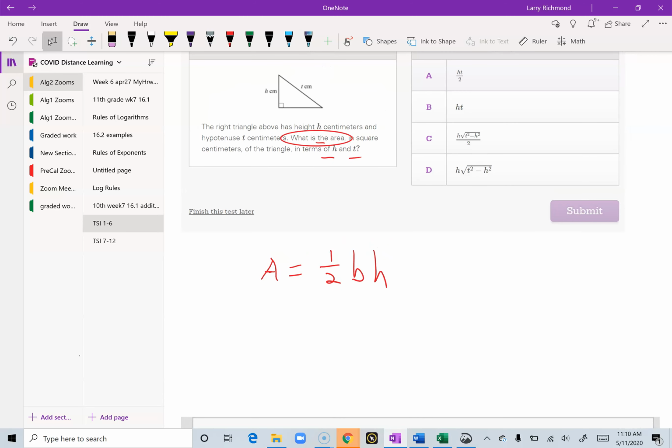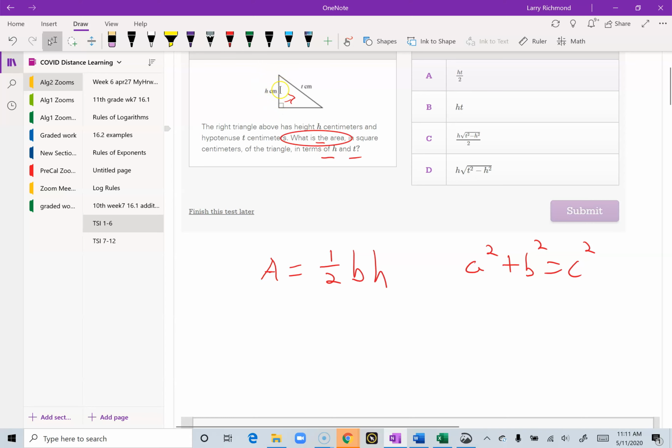Well, in our particular triangle, they tell us the left side here is h, the right side is t. The hypotenuse over here is t. So we need to find the length of the bottom portion of the triangle. We could call it the base. Remember the Pythagorean theorem: a squared plus b squared is equal to c squared. In this case, t, our hypotenuse, is the c.